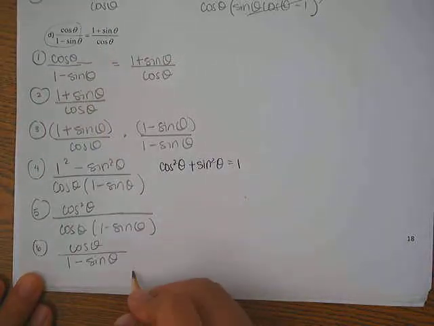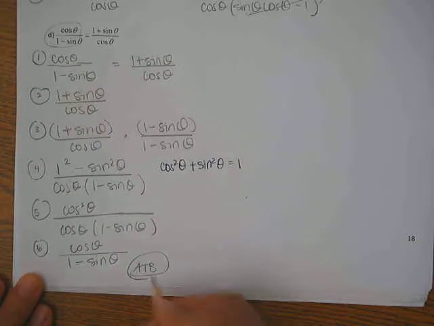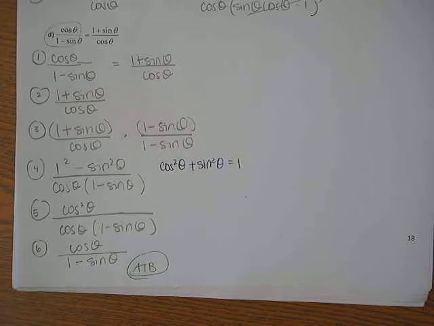So therefore, put your initial. My initial is ATB, Angie Tran-Bloom. So I'm good, right? Doesn't that feel good?